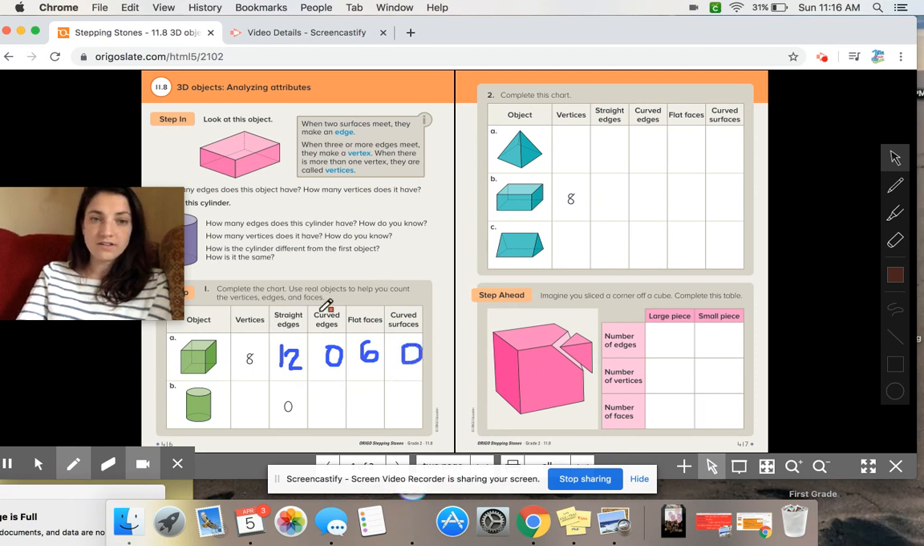So you're going to fill out this chart, and then you're going to complete this chart over here. For step ahead, it says imagine you sliced a corner off a cube. Complete this table. So here they have sliced this corner off the cube. So they want you to identify the number of edges for the large piece, this piece, and then they want you to identify the number of edges for the small piece, as well as the number of vertices and faces.